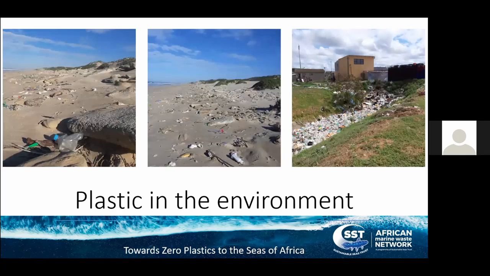These are just some examples of local sites. The two beach pictures are Kucha, then Port Elizabeth, and the photo on the right is the Motherwell Canal. You can see the Motherwell Canal is fully packed with plastic, and that feeds directly to the Cyclops River, which then enters the ocean in Algoa Bay.